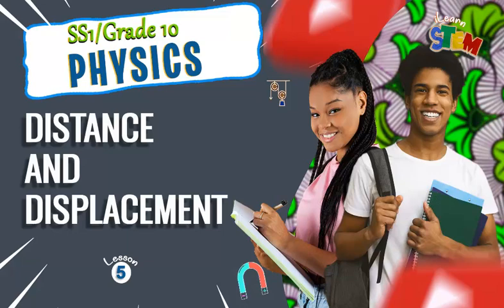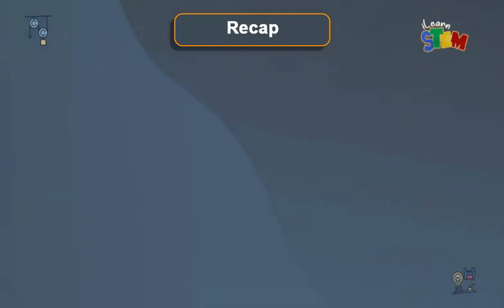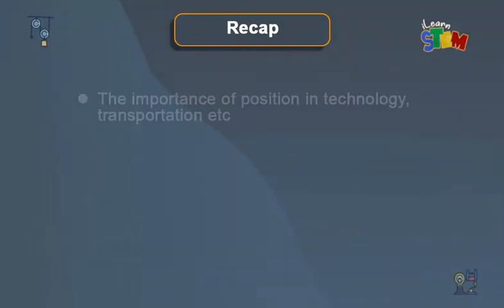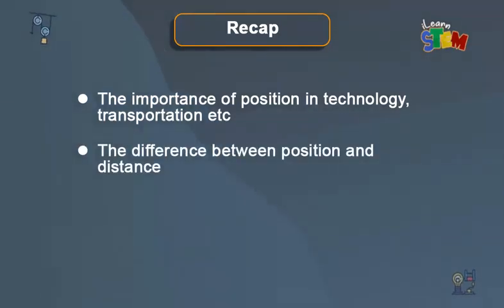We are going to talk about distance and displacement. Before we proceed with today's lesson, remember, in our previous class we learned that position is important in technology, transportation, and our everyday life. We also learned about the difference between position and distance.